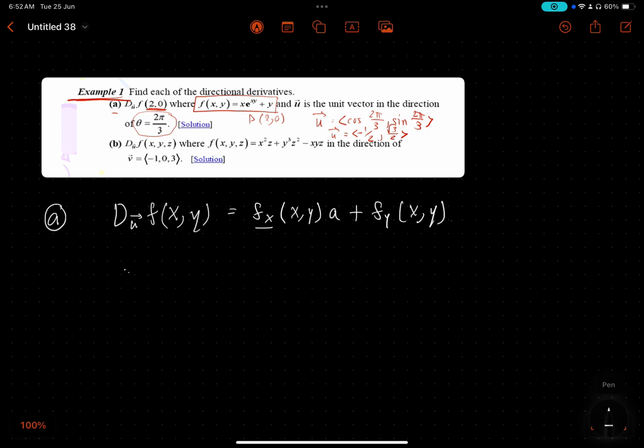First, let's find the partial derivative for x. So the partial derivative of f with respect to x, given our function, if we want to find it with respect to x, is going to be basically e to the xy plus xy e to the xy. So we take y as constant and we differentiate with respect to x. We have x and we have it as 1, and then we have xy e to the xy. And y is just constant, so it's taken. Okay, and then we have f_y.